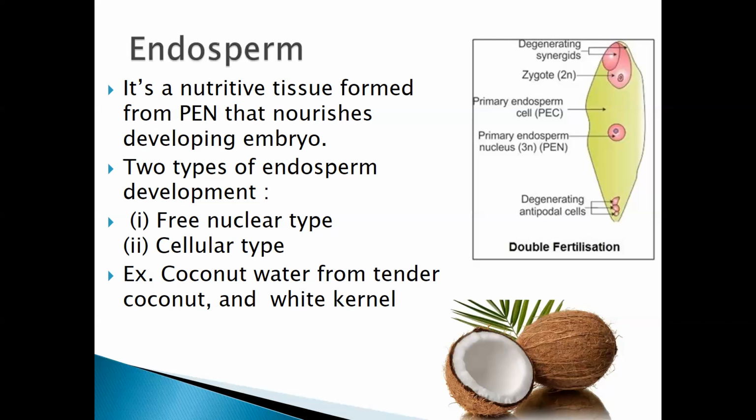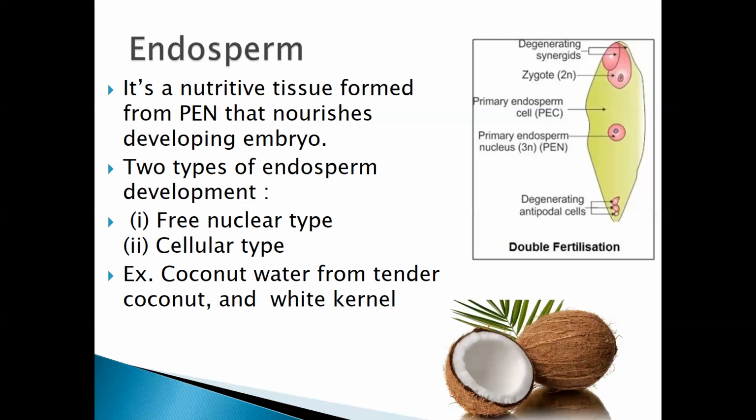Coming to endosperm, which we have already studied. It is a nutritive tissue formed from the primary endosperm nucleus that nourishes the developing embryo. There are two types of endosperm development: the free nuclear type and the cellular type. The free nuclear type is by division of the nucleus.